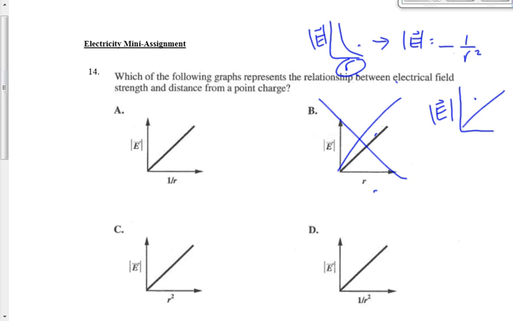Look. Okay, E is equal to something times 1 over R squared. In other words, look, Y is equal to M times X plus B. Whatever this is, that's the slope of that graph. Does that make sense? So the answer would be what? D. Yeah. That's a tricky question.